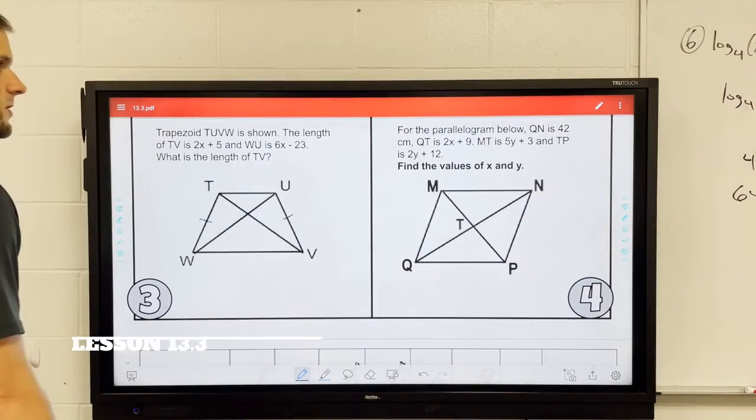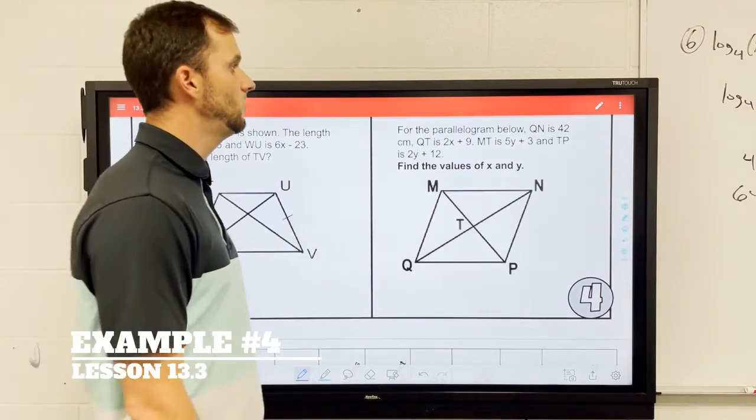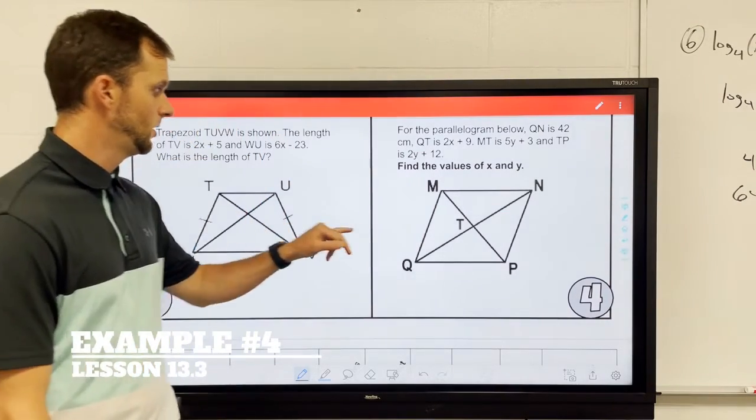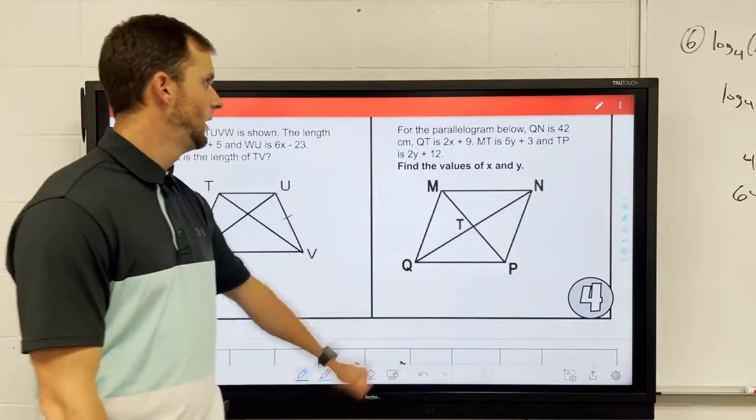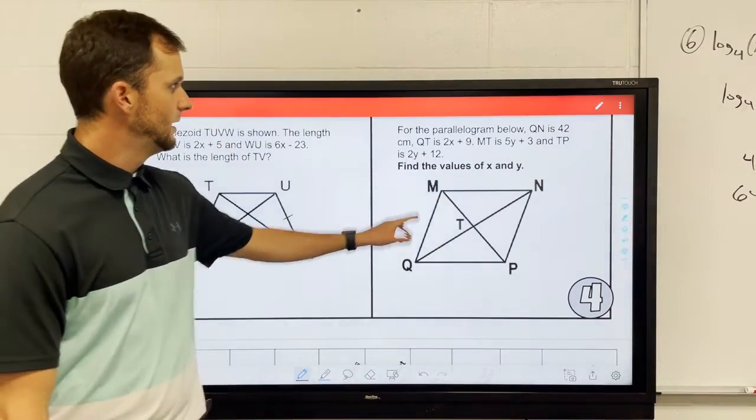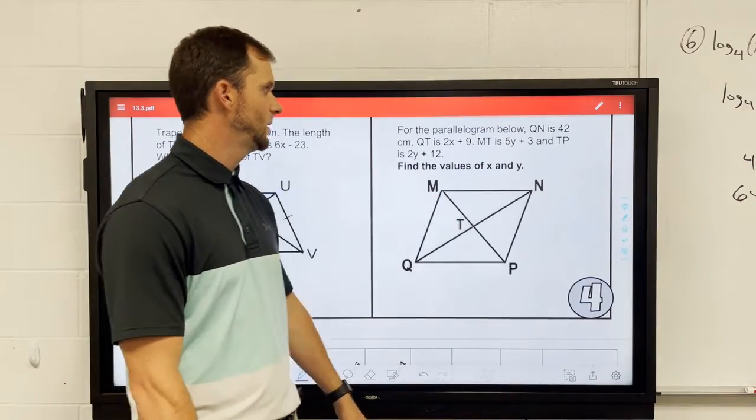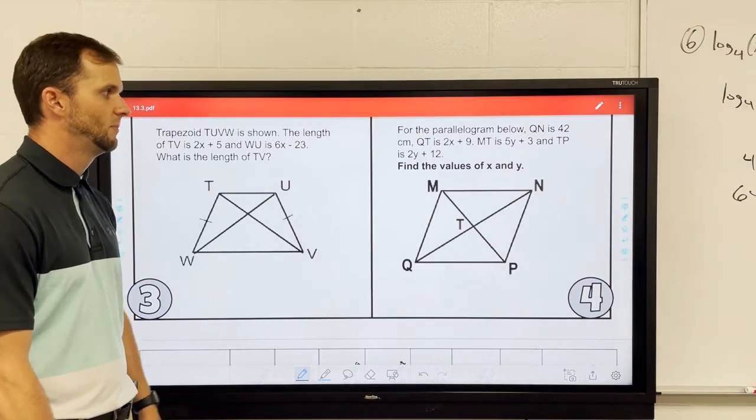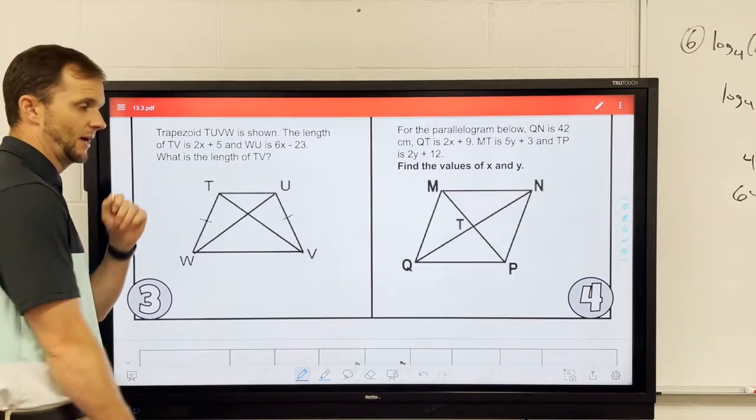Okay, on example number 4, it says for the parallelogram below, QN is 42. So Q to N is 42. And Q to T is 2x plus 9. M to T is 5y plus 3, and T to P is equal to 2y plus 12. We need to find the values of x and y.